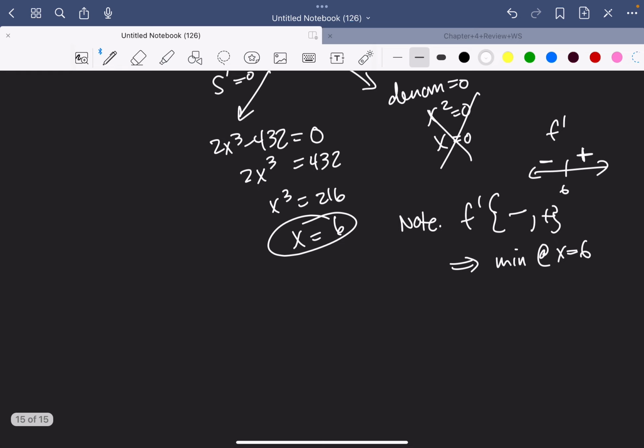And so the dimensions that minimize surface area.